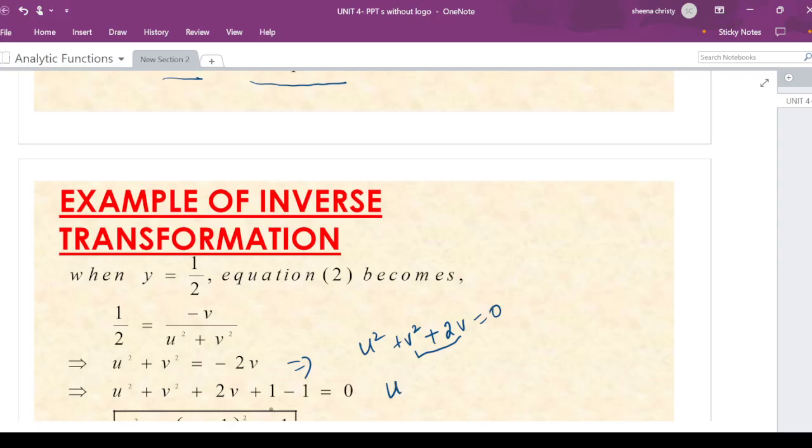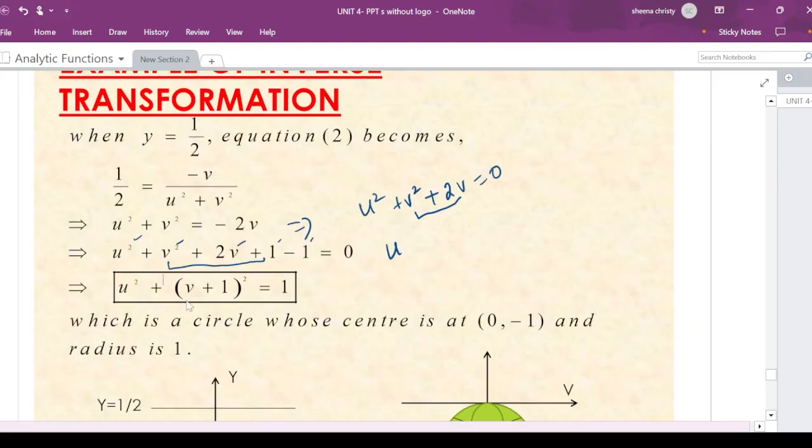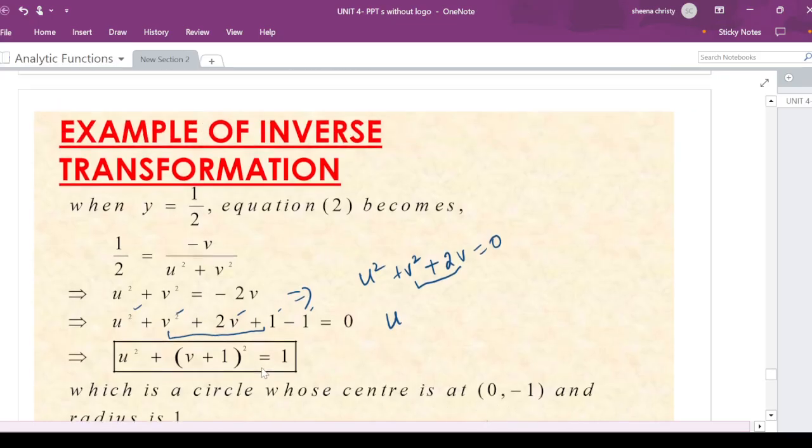That's why you have u square plus v square plus 2v plus 1 minus 1. Now by considering these three terms, you will get u square plus (v plus 1) the whole square. By bringing this 1 to the right hand side, you will get 1. Therefore, this represents a circle whose center is (0, minus 1) and radius is 1. Now we can draw the graph.